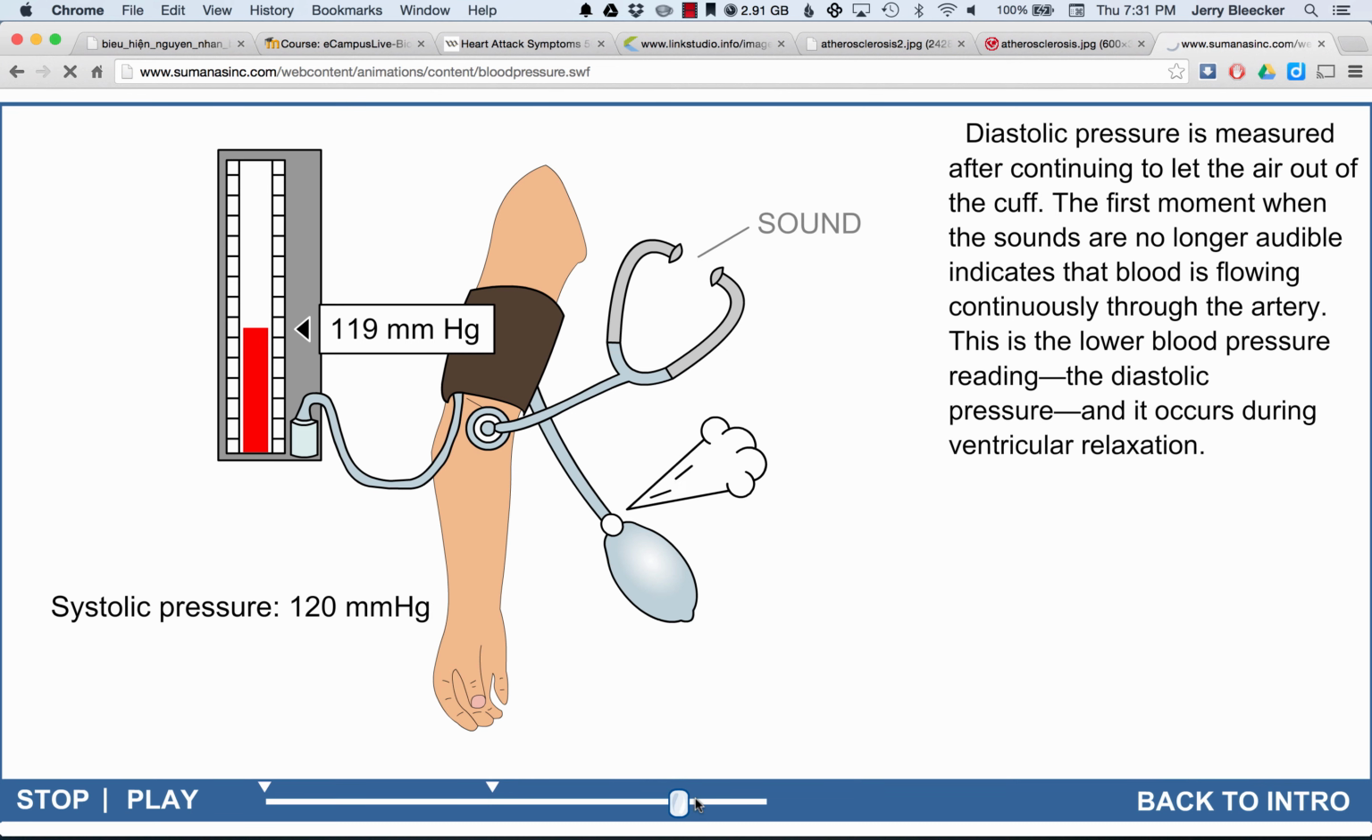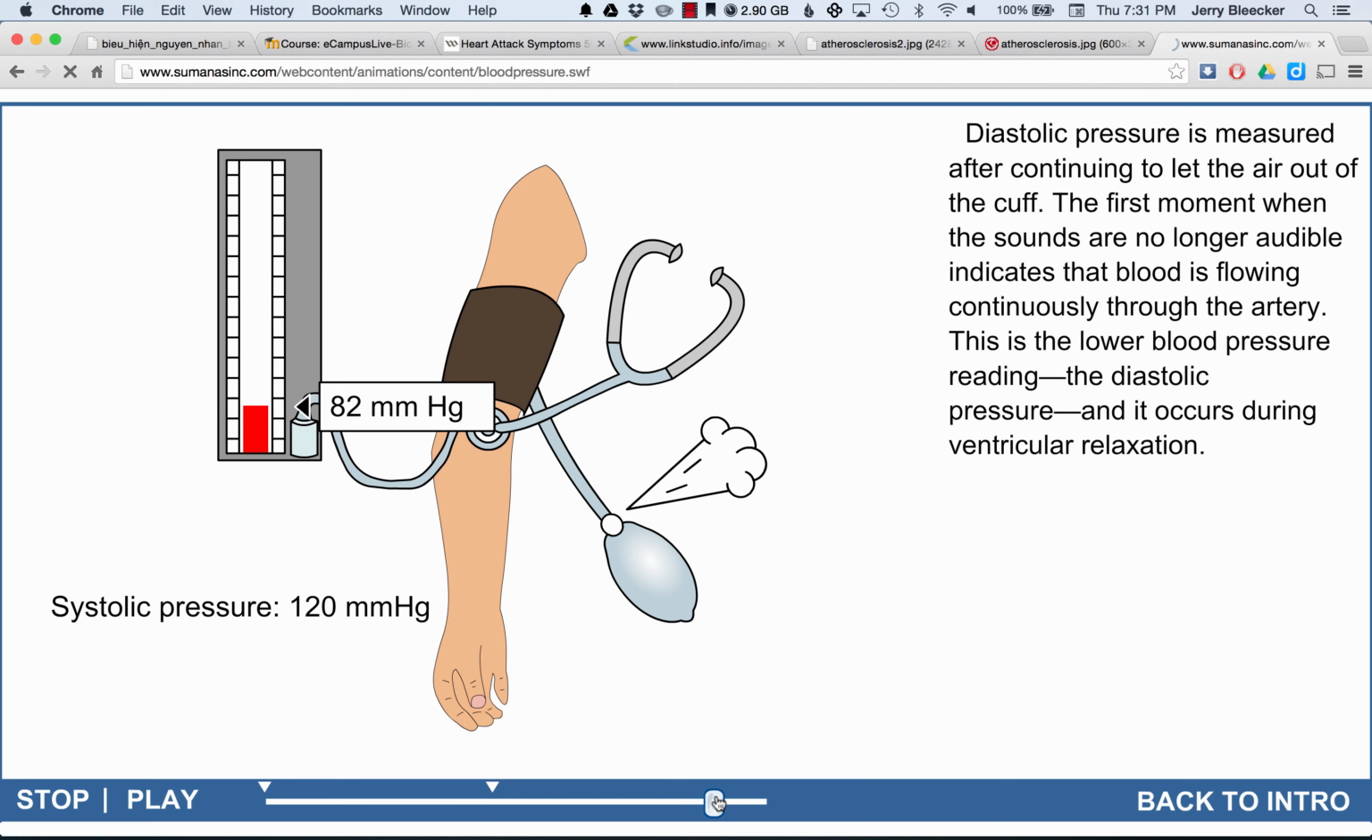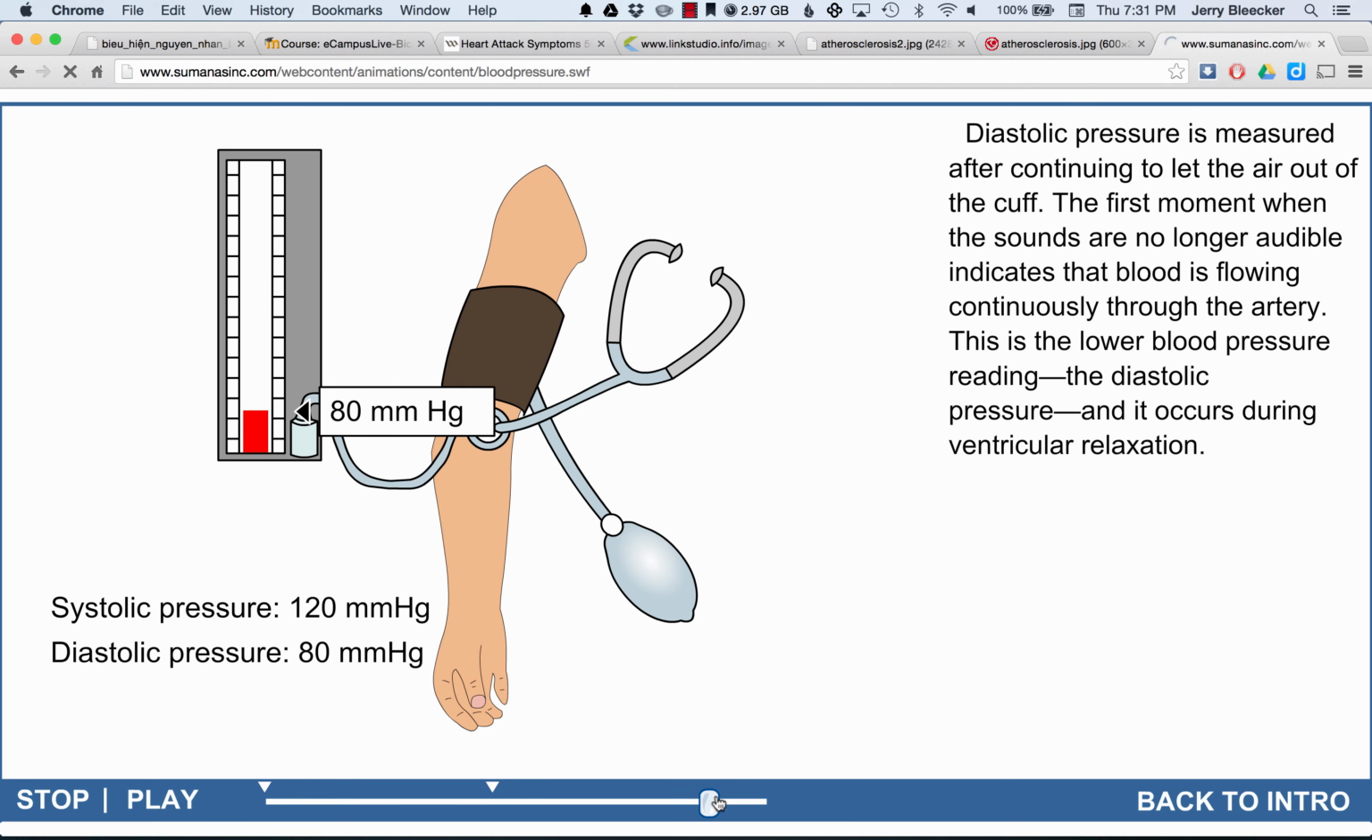And as that tapping sound goes away, pretty soon you don't hear the tapping sound anymore. And right here, you look at about 80 millimeters of pressure, and you don't hear anything anymore. Well, that's because there's no constriction on the artery. So the tapping sound that you hear would be your upper number, and as soon as it goes away, you don't hear any more tapping, that is your diastolic pressure or your lower pressure.